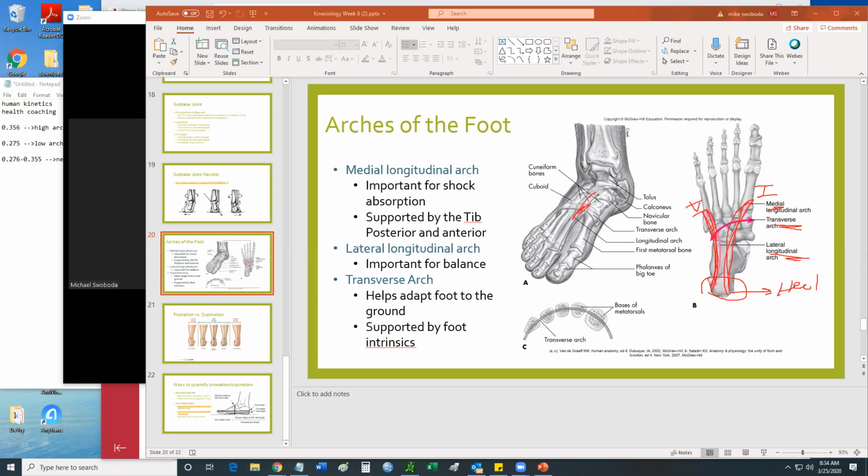This is kind of a misleading picture here because it makes it look like the arches are above your foot. They're not, they're below it. So don't let that confuse you. Your arches are below your foot, or below your foot bones, I should say. And then your transverse arch just goes along your midfoot. So the transverse arch is the actual arch you see.